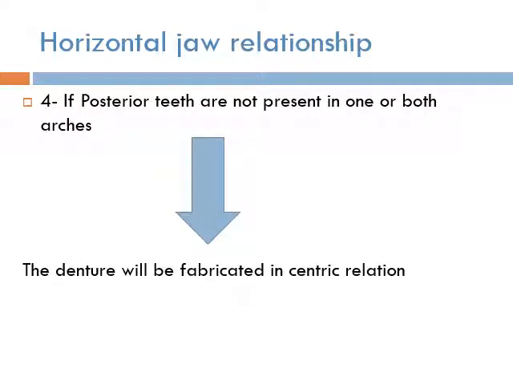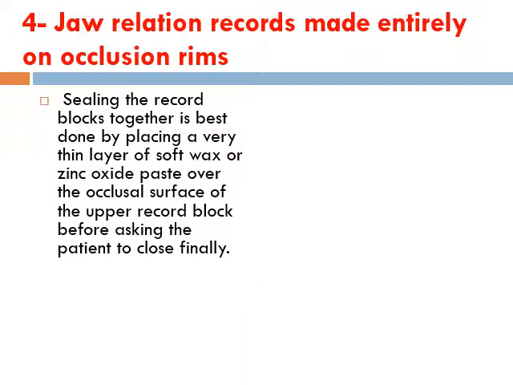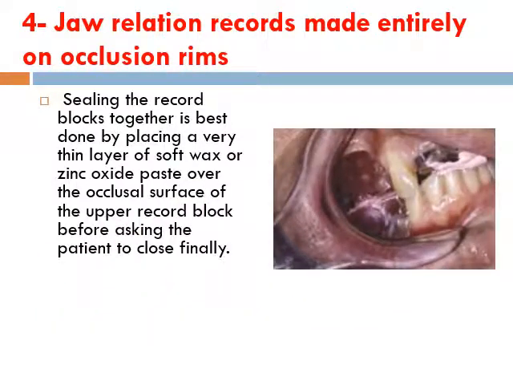If posterior teeth are not present in one or both arches, the denture will be fabricated in centric relation. Sealing the record blocks together is best done by placing a very thin layer of soft wax. After we record the vertical dimension correctly and the centric occlusion or relation correctly, I start sealing the two record blocks with soft wax or zinc oxide paste over the occlusal surface of the upper record block before asking the patient to close. Finally.